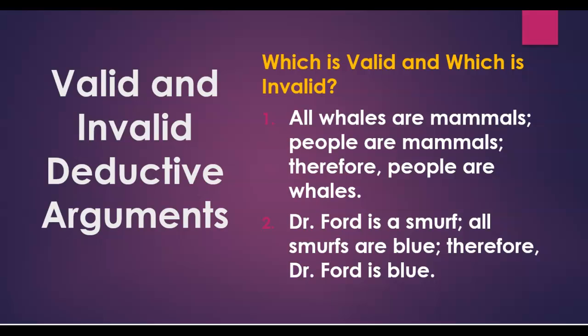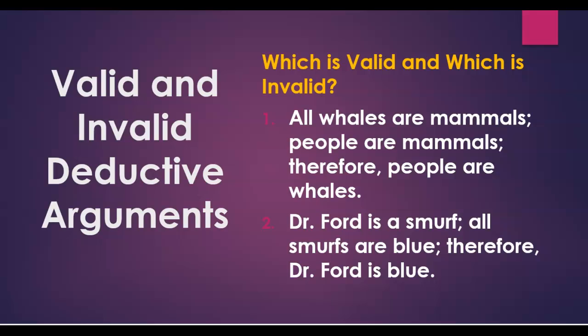Next one is this: Dr. Ford is a Smurf. All Smurfs are blue, therefore Dr. Ford is blue. Although this is not true, it is a valid argument. Just look at the statements themselves. You don't care at this point whether Dr. Ford is a Smurf or if Smurfs are blue. All you want to look at is the argument. It says Dr. Ford is a Smurf, all Smurfs are blue. Therefore, Dr. Ford is blue. That is a valid argument, all right?